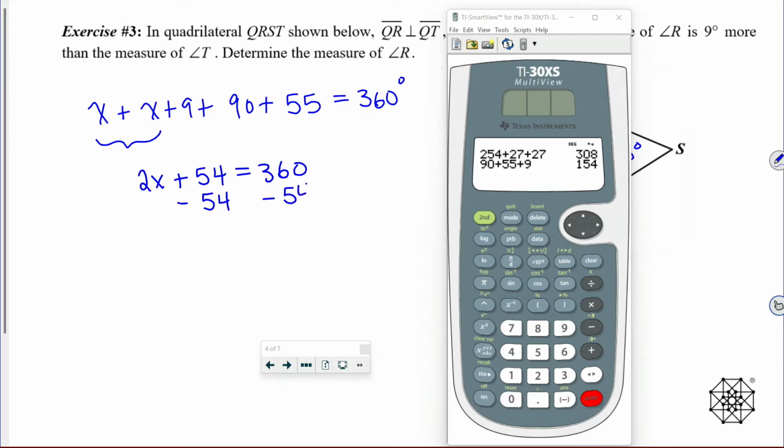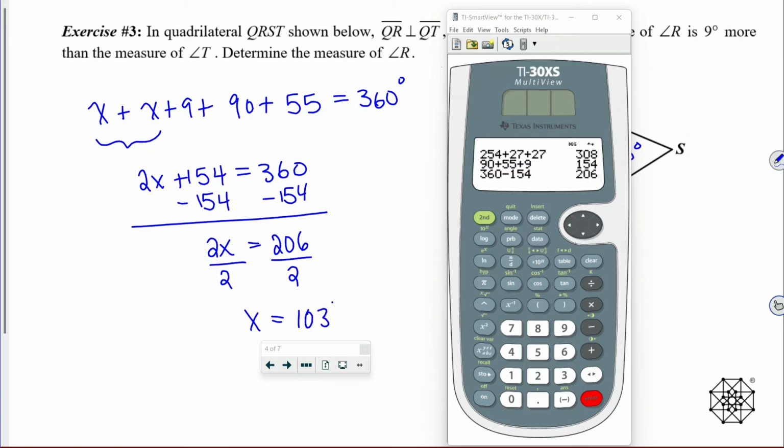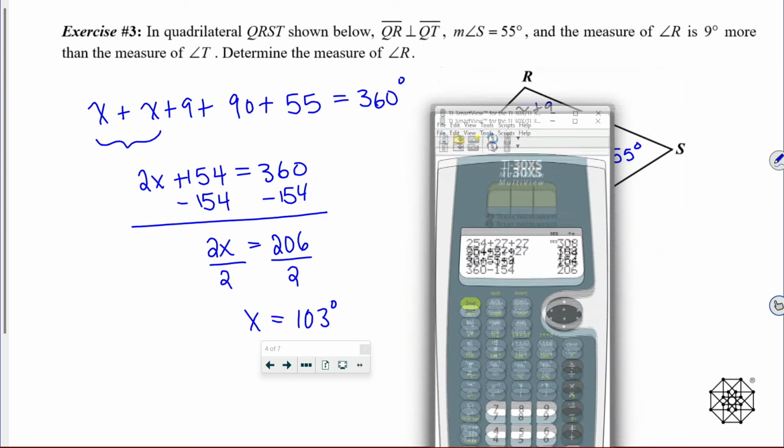I can now subtract 154 from both sides. So 360 minus 154 is going to be 206. And divide by 2 on both sides, and I'll have x is 103. And it's really 103 degrees.